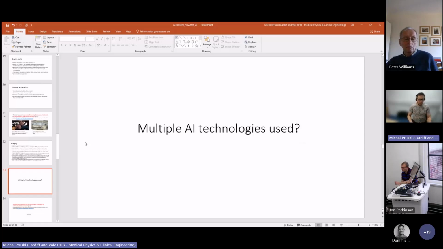And obviously, the more technologies are used, the harder it is for any one professional to explain them. Now, how much a patient can take during a consent process, that would be rather overwhelming if we tried to explain how all these different things worked.